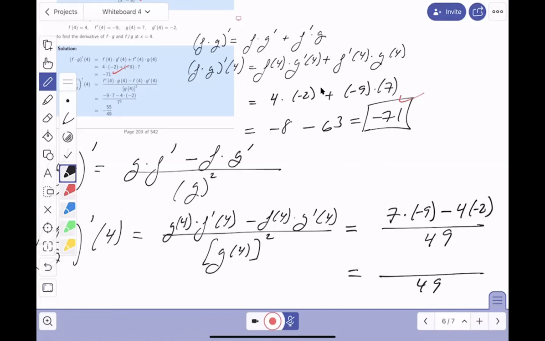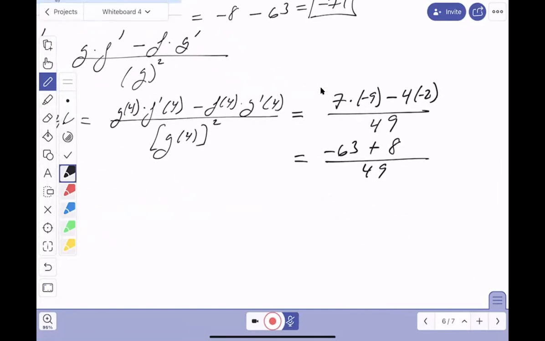49 in the bottom, minus 63, minus 8. Did I do that right? Nope, plus 8. I'm glad I looked. What do you get there? 49, 55, minus 55, sorry.